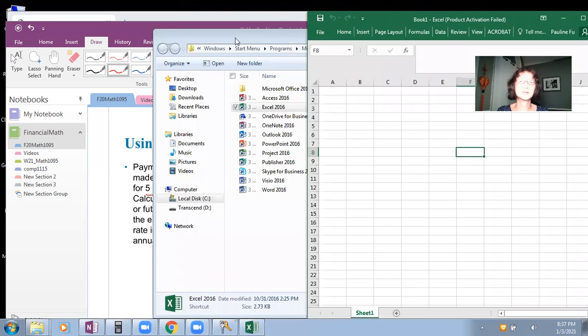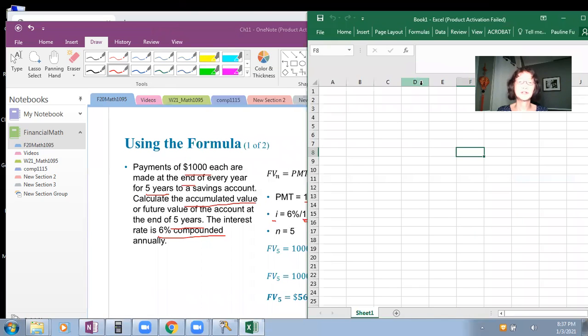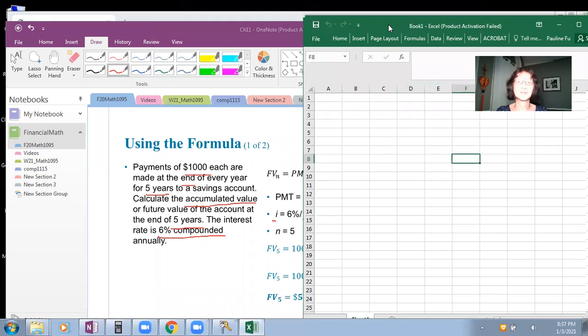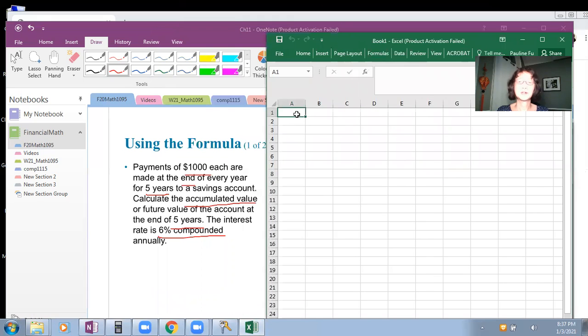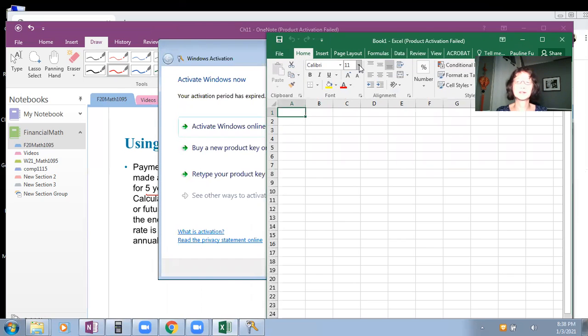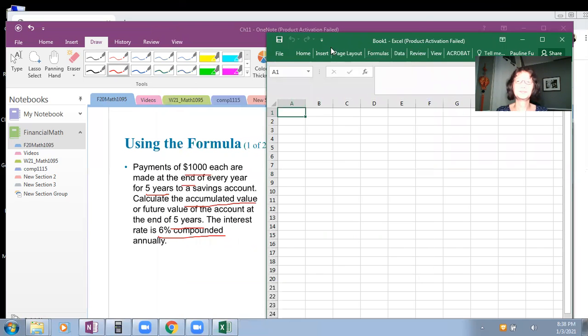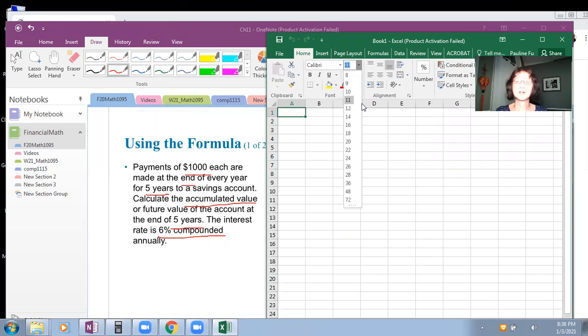so try to adjust my window so that you see both Excel and the original question. Okay. So I'm going to use this cell to calculate the future value of an annuity. Try to increase the font.